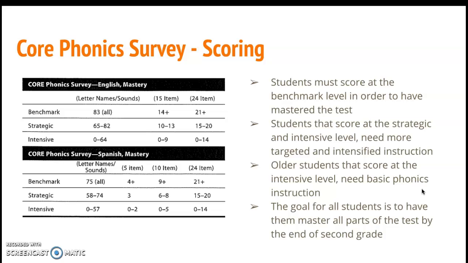How is it scored? Students must score at the benchmark level in order to have mastered the test. Students that score at the strategic and intensive level need more targeted and intensified instruction. Older students that score at the intensive level need basic phonics instruction. The goal for all students is to have mastered all parts of the test by the end of 2nd grade.